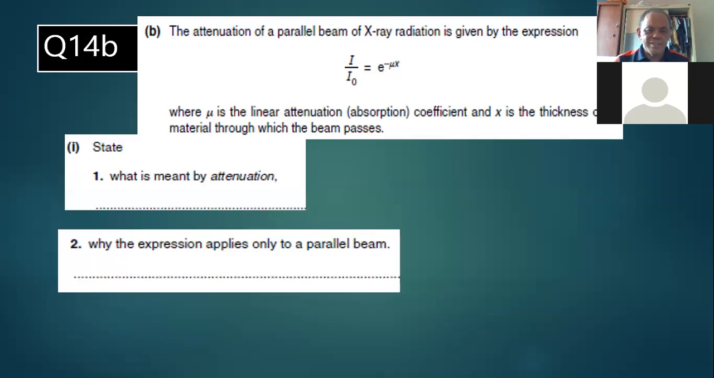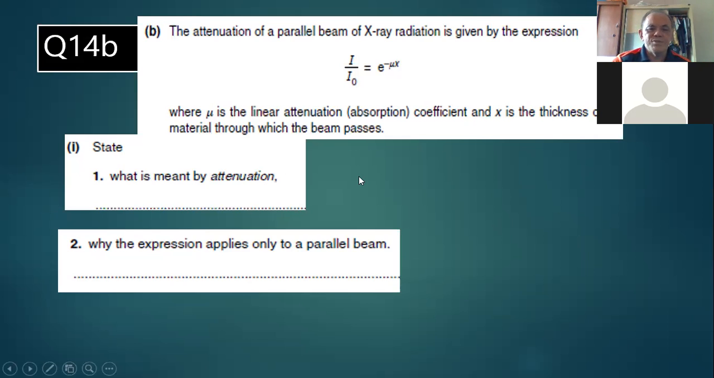They will ask you, then now use the formula. They are very kind to give you the formula. The attenuation of a parallel beam of radiation is given by the expression. Mu naught is the linear attenuation coefficient. x is the thickness of the material.